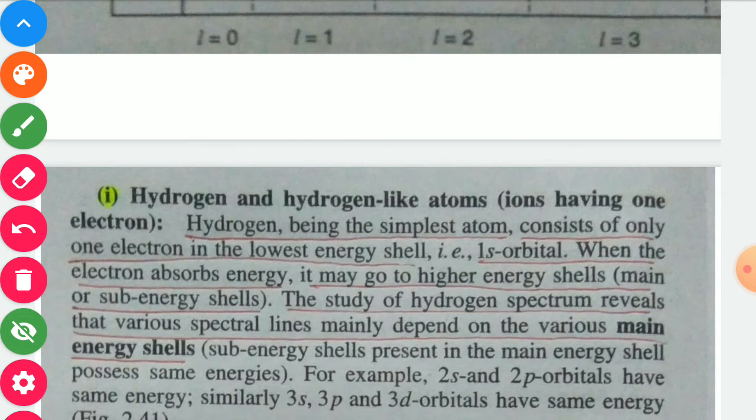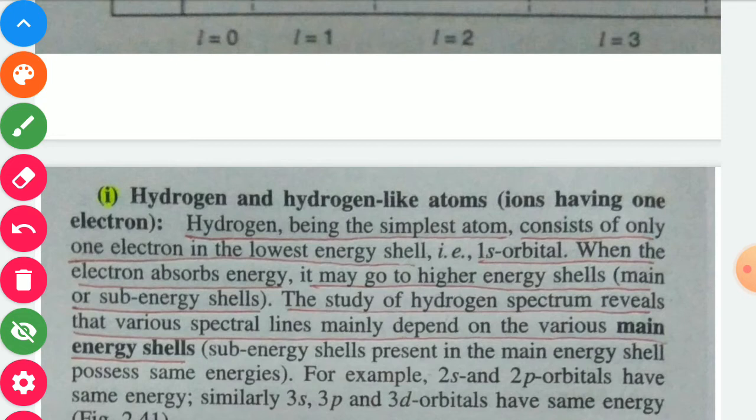So here the study of the hydrogen spectrum reveals that the various spectral lines mainly depend on the various main energy shells. Main energy shell means principal quantum number. Here sub energy shells present in the main energy shell are also given. Sub energy shell means the subshells present in the shell, and orbitals present in the subshell.